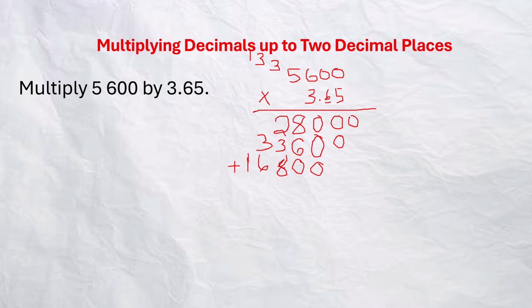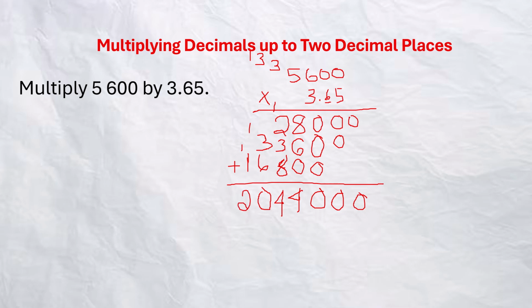Then we proceed to addition. So 0, 0, 0, 14, regroup 1. 3 plus 2 is 5, plus 1 is 6. 6 plus 8 is 14. Regroup 1. 6 plus 3 is 9, plus 1 is 10. Regroup 1. 1 plus 1 is 2.